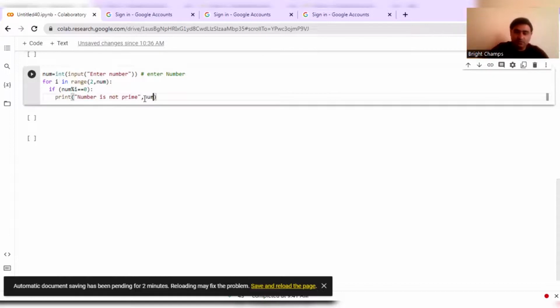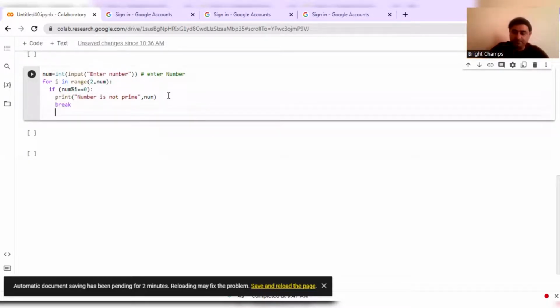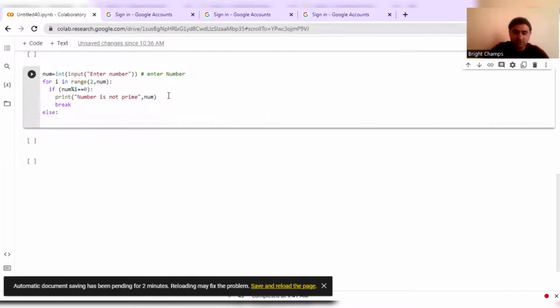So what will it do? Now I use the break statement. Why am I using break? It will break the loop. I mean, the number is not prime, so it will come out of the loop. Else, if it is not 0, then print number is prime. Very easy logic, right? And I print the prime number.